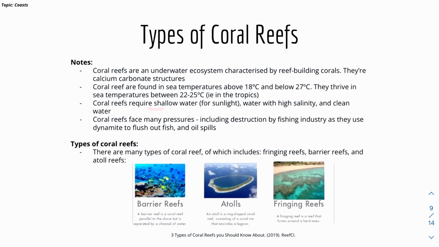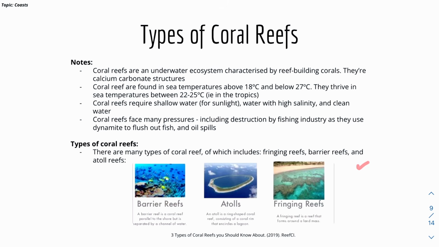And they require shallow water because they need sunlight, and they need water with high salinity and clean water. However, coral reefs face a lot of pressures due to destruction by fishing industry as they use dynamite to flush out fish and oil spills from the oil company, or like any other companies that dump oil in the water.